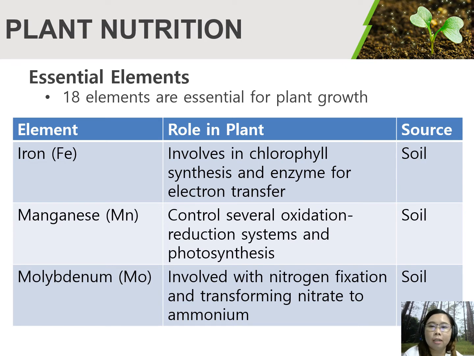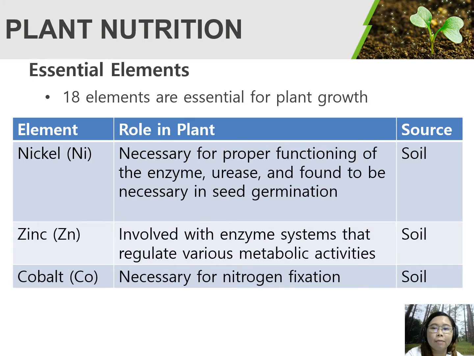Manganese is involved in the control of several oxidation-reduction systems in photosynthesis. Molybdenum is involved in nitrogen fixation and in transforming nitrate to ammonium. Nickel is necessary for the proper functioning of the enzyme urease and is found to be necessary in germination. We also have zinc and cobalt.